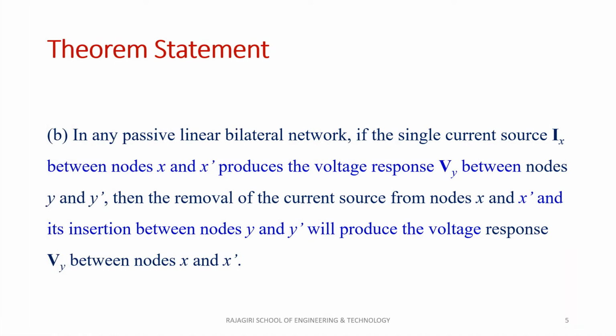The second part of the theorem states that in any passive linear bilateral network, if the single current source Ix between nodes X and X prime produces the voltage response Vy between nodes Y and Y prime, then the removal of the current source from nodes X and X prime and its insertion between nodes Y and Y prime will produce the voltage response Vy between nodes X and X prime. In other words, the interchange of an ideal current source and an ideal voltmeter in any passive linear bilateral circuit will not change the voltmeter reading.